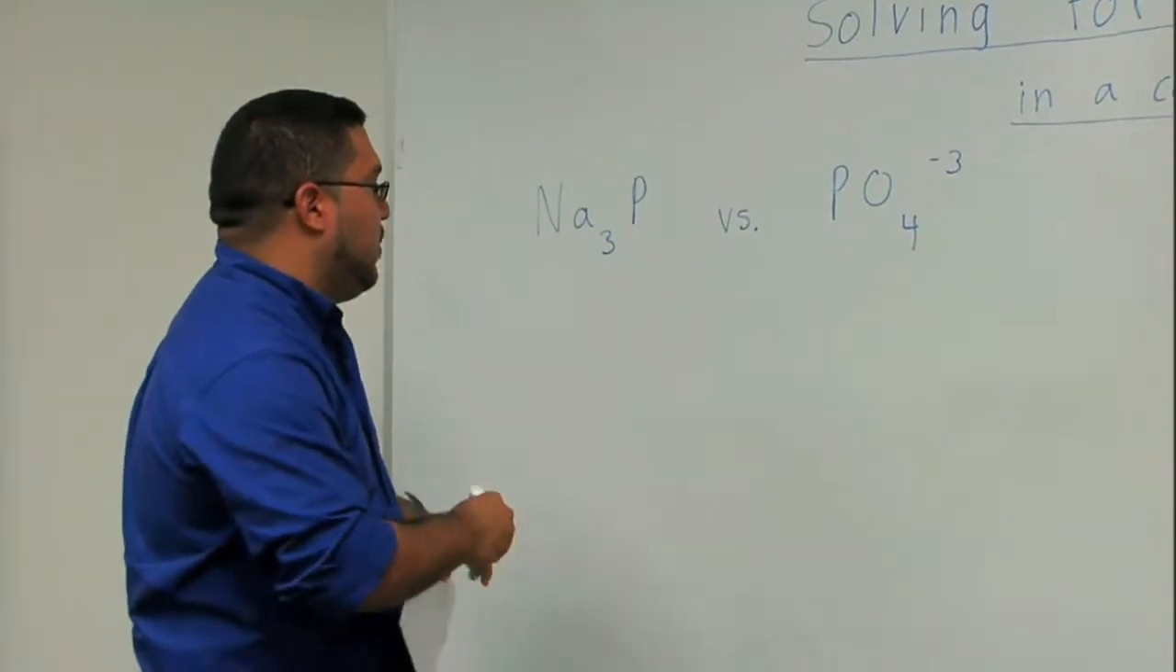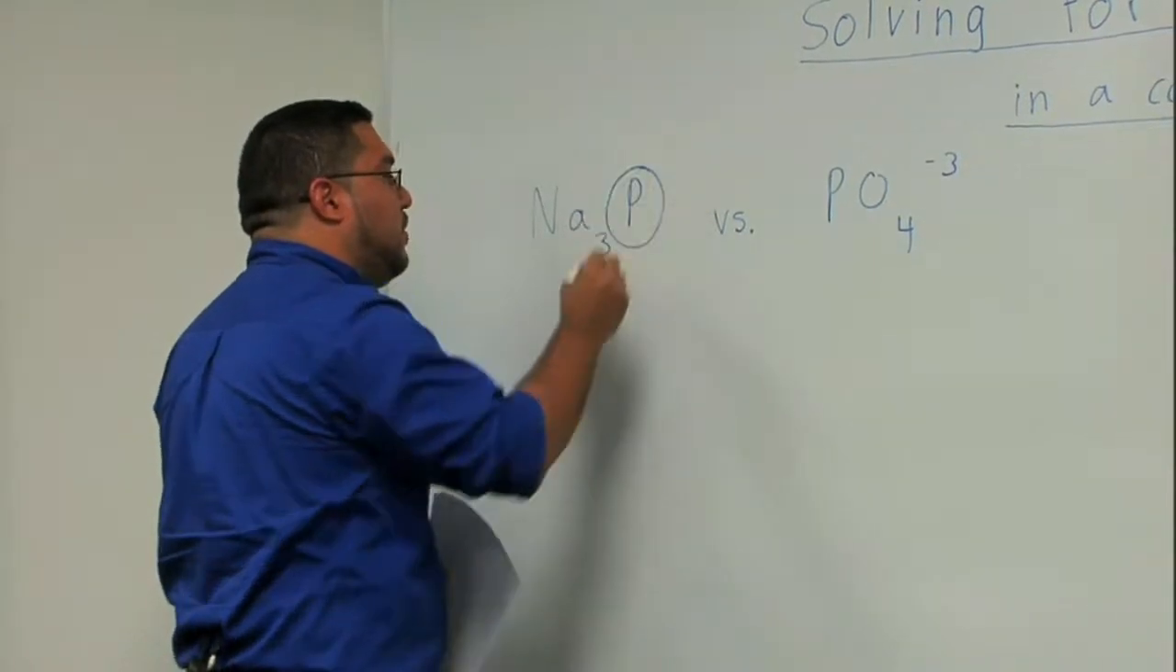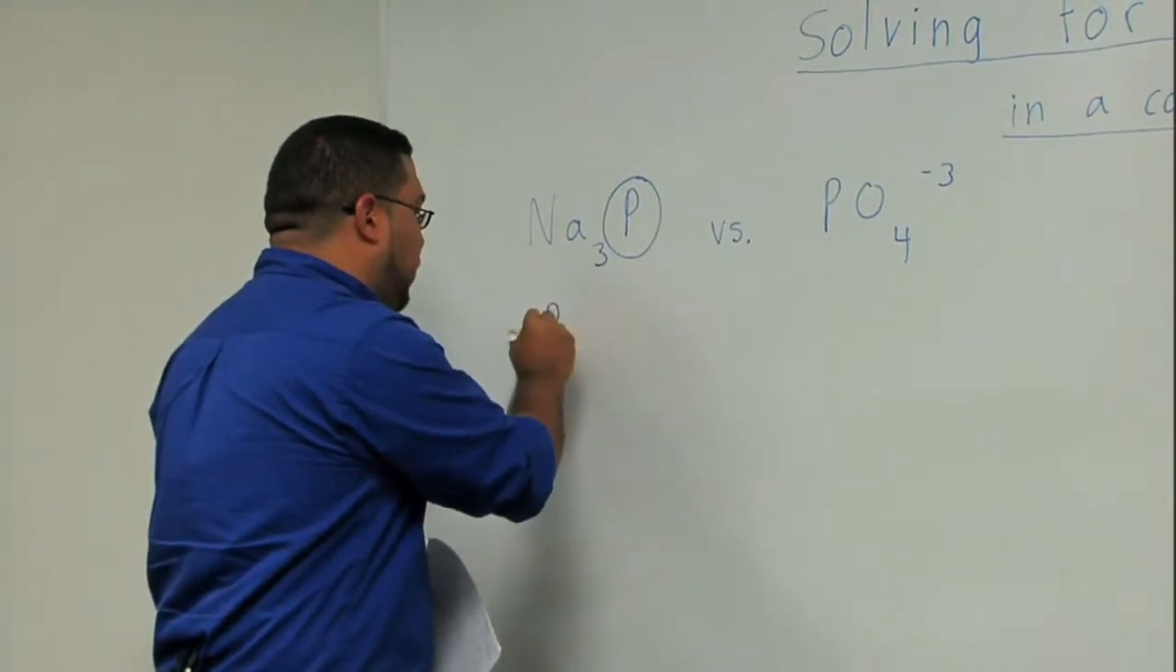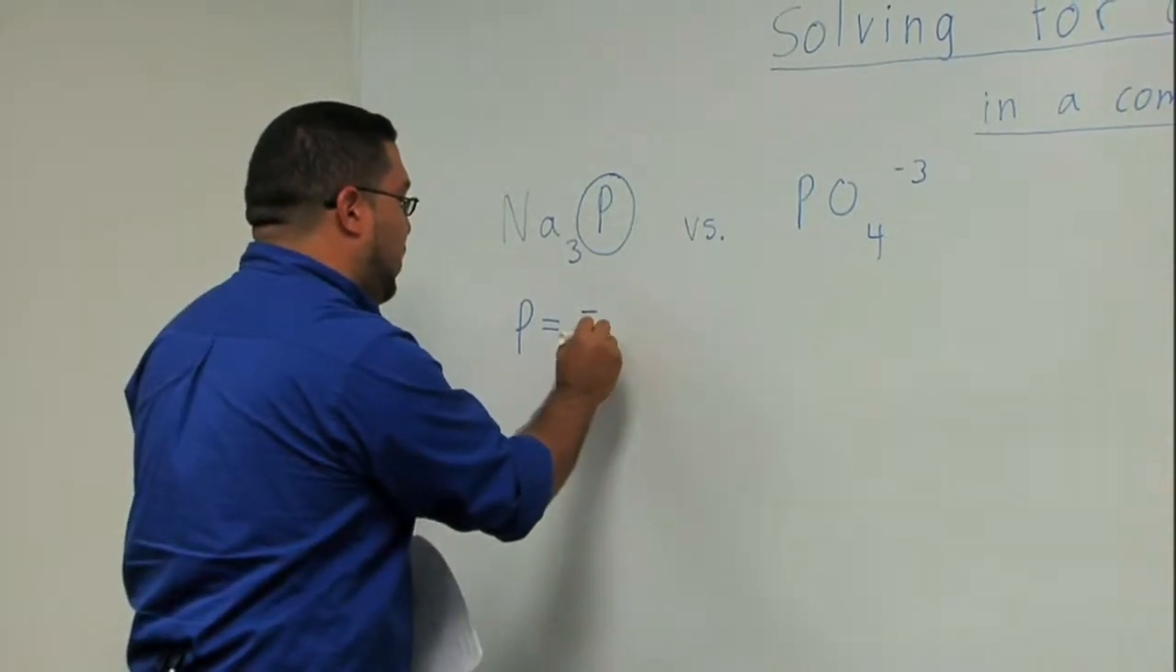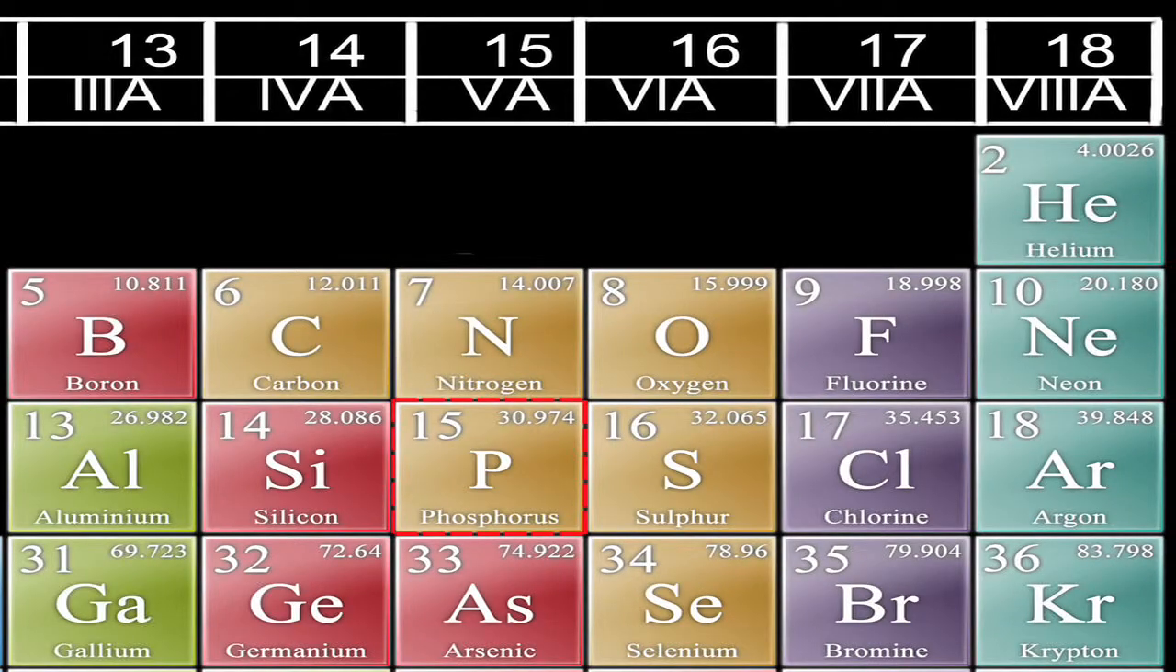So if they ask you for the oxidation state of phosphorus, you can simply say that phosphorus is equal to an oxidation state of -3, correct? And we know this from looking at the periodic table. If you look at the periodic table, you'll see that it's in group 5A, and you'll know instantly that it's -3 because those are the charges in ionic compounds.